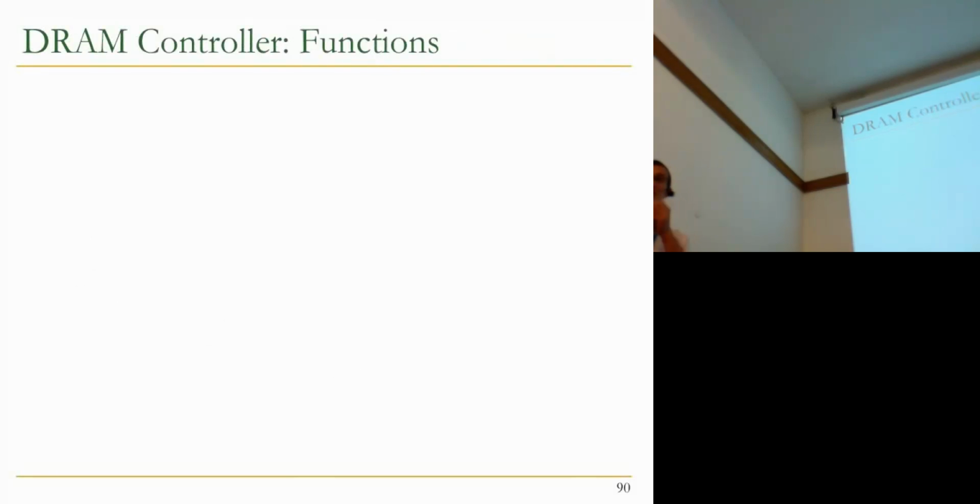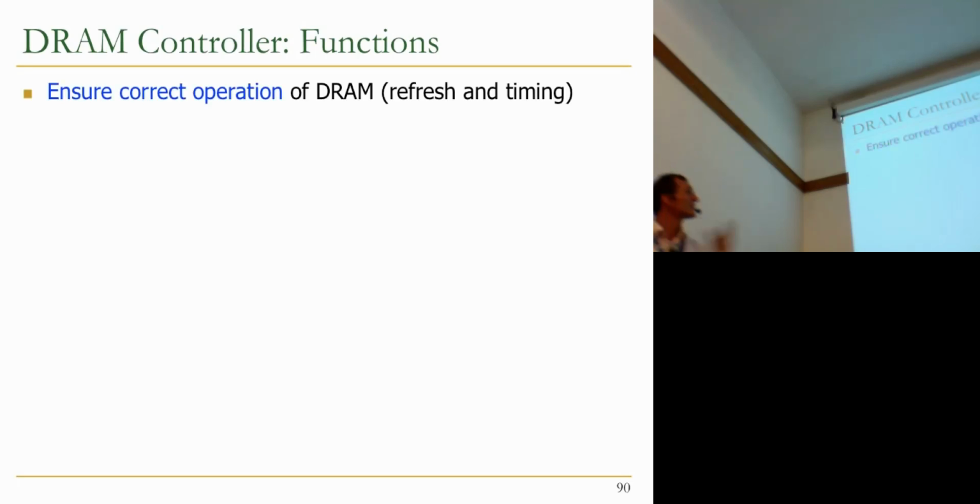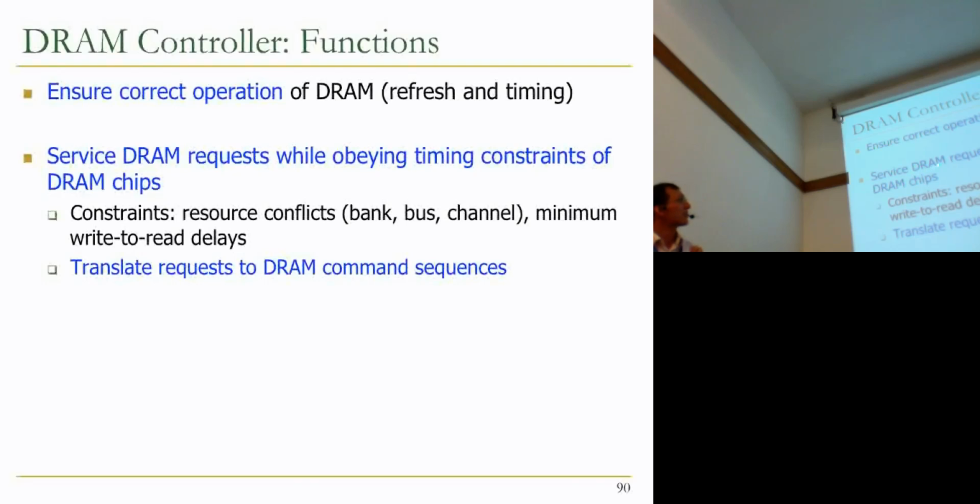There are many functions of a memory controller. First, in DRAM, you need to ensure correct operation. Actually, in any type of memory, you need to ensure correct operation. In DRAM, it amounts to refresh and timing. The second is to service DRAM requests while obeying timing constraints of the DRAM chips.